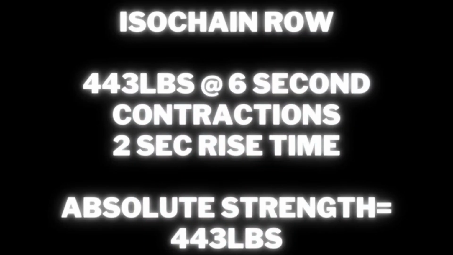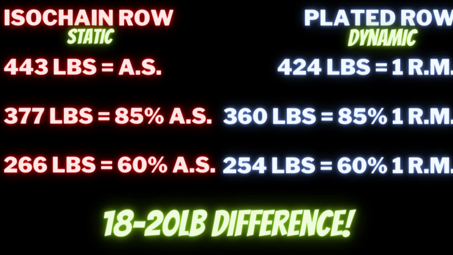Now with the Isochain, if you check this out here, I have a 6-second contraction. You've got to figure the 2 seconds of rise time going into the contraction, and then seconds 3, 4, 5, and 6 are the maximum amount of contraction with a slow decline afterwards. So my most recent Isochain row was 443. I've been averaging in the mid 400s for rows now. 443 for my absolute strength for my row. My dynamic 1RM is 424. So 424 for my 1 rep max on the row, and 443 for my absolute strength.